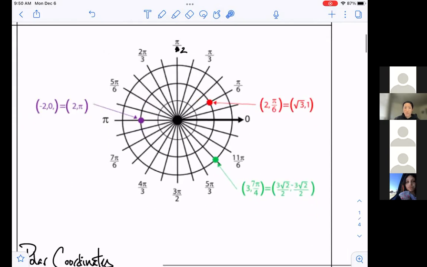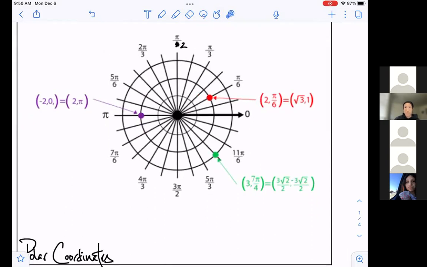Let's see if it holds true for the purple coordinate and for the green coordinate. Given 2 comma pi and what Dallas suggested, where should we go first if we're looking to find where 2 comma pi is? Yeah, we're going to go to that angle first. So we go to pi, and then the 2 tells us from our center, we go out 2 circles or 2 layers.